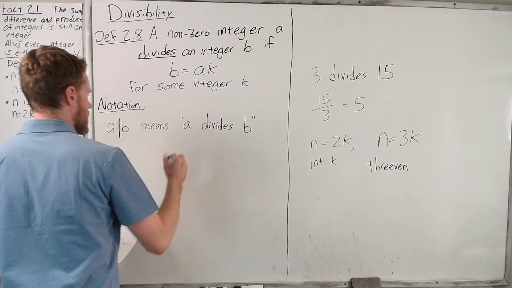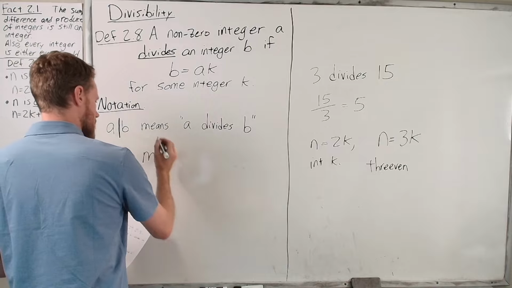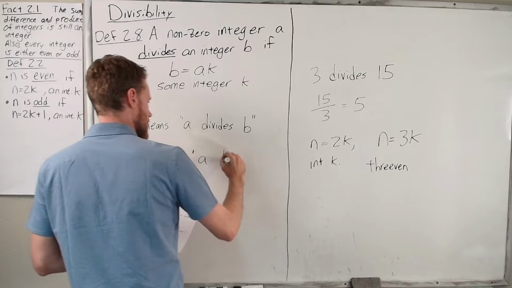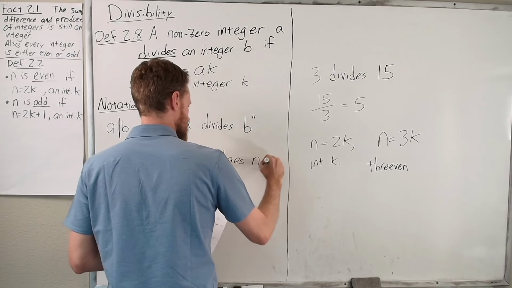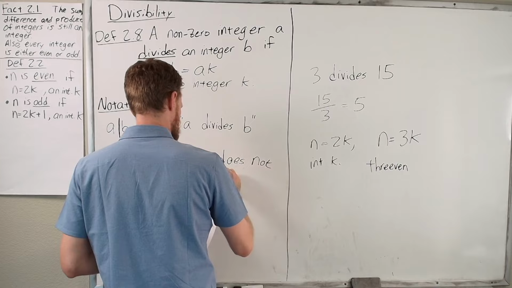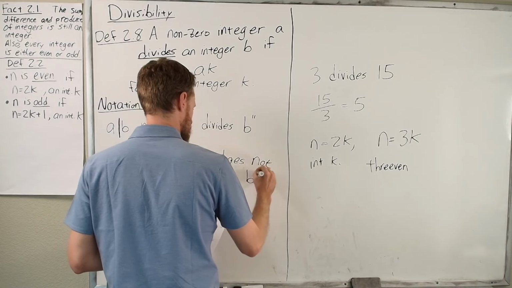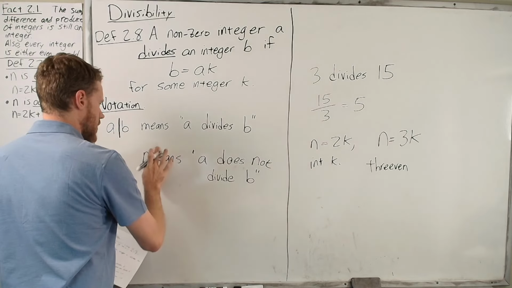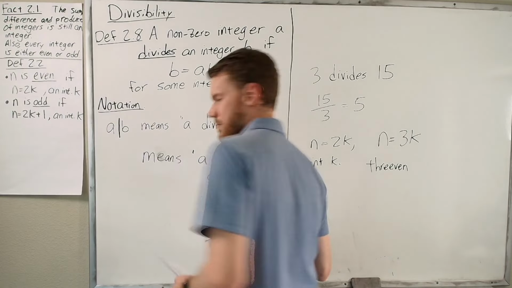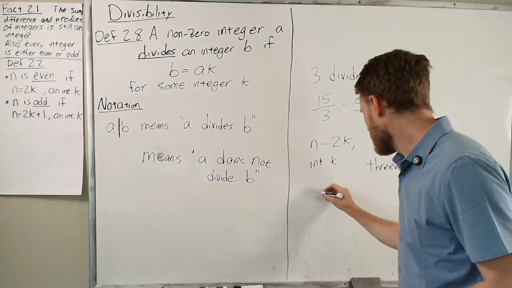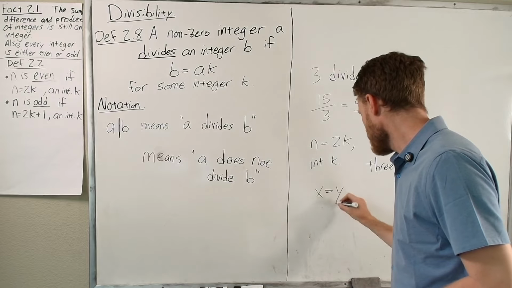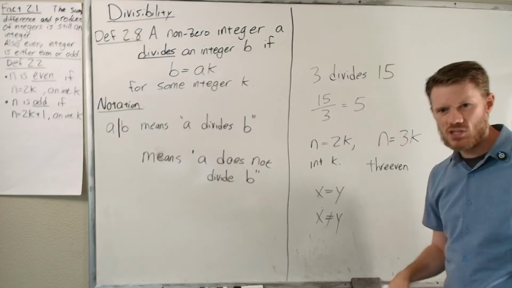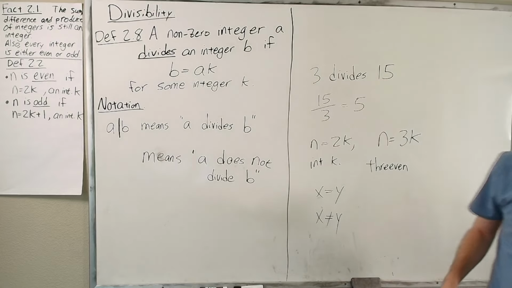So A vertical line B means A divides B. We also have something that means A does not divide B. So what would that notation be? Well, we already have another notation that adds a "does not" to it. We have x equals y. You know that notation. How about x does not equal y? We put this slash through it.